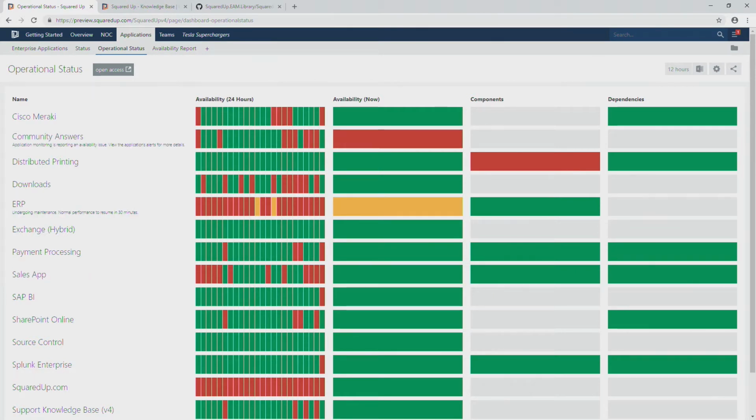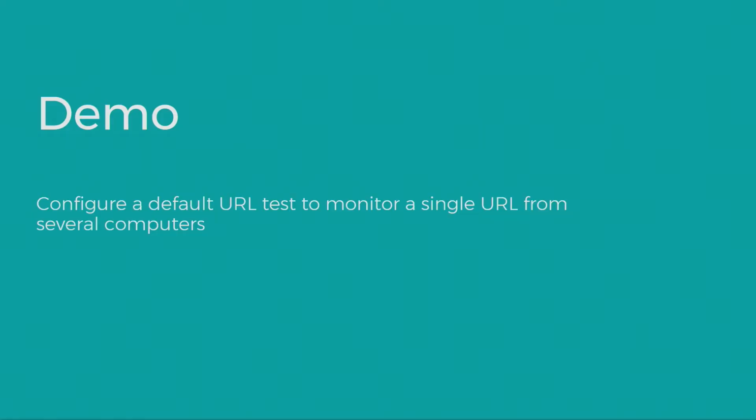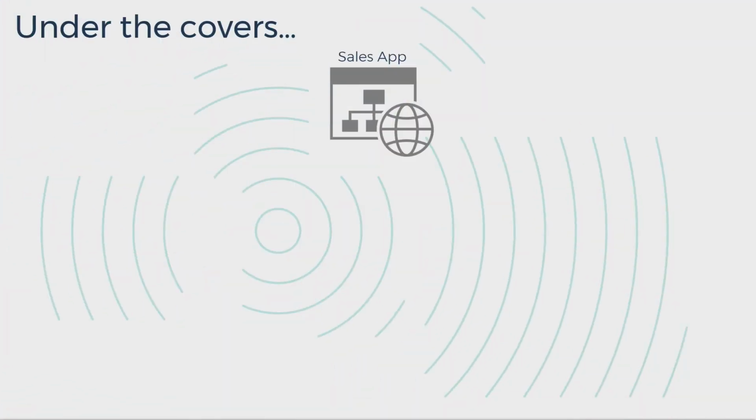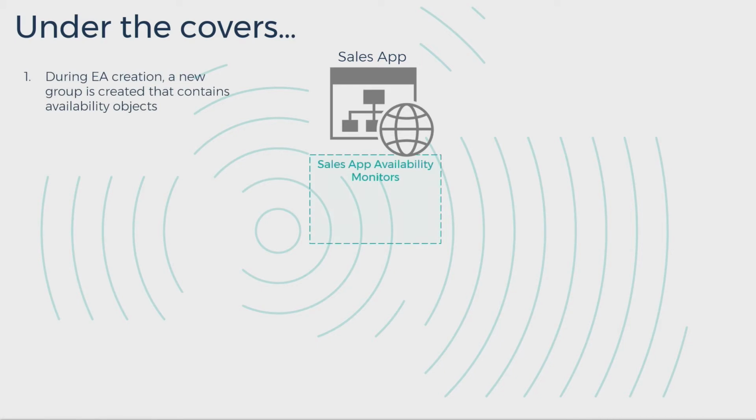Cool. Okay. So that's the feature at a high level. Now, that's all very well and good. We've done some magical stuff in the UI there. What's actually happened under the covers? So inside SCOM, when we've done that, if you peel back the layers for a second, see, nice cheesy animation. When we created the sales app, what happened was a group was created called the Sales App Availability Monitors. So it's EA name Availability Monitors. And that group will contain our tests.